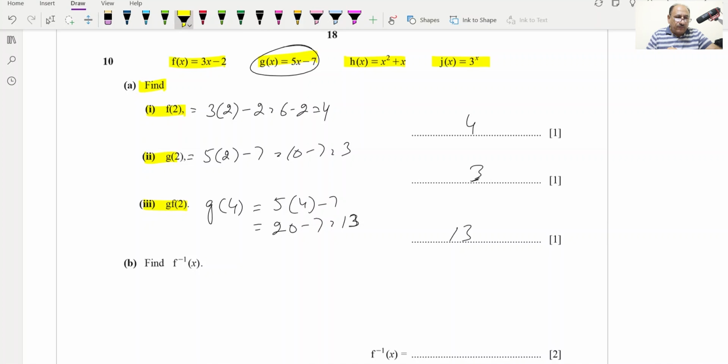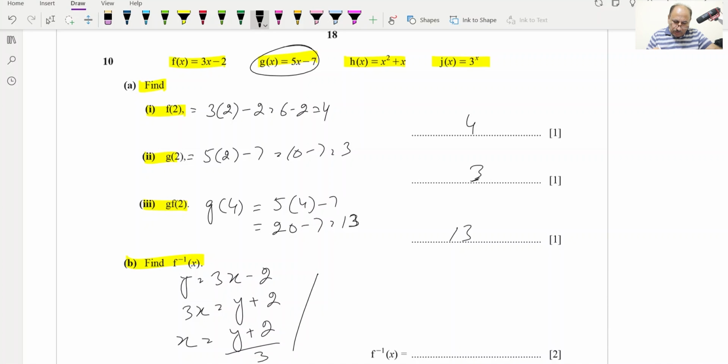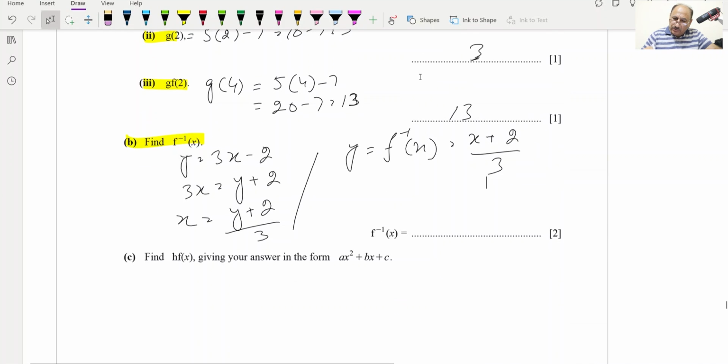Next part is find f inverse of x. So we can write y is equal to f of x, which is 3x minus 2. So we can make x a subject. So 3x will be equal to y plus 2. So x is equal to (y plus 2) over 3. Now we can swap x and y. So y, which is basically f inverse of x, will be equal to (x plus 2) over 3. This will be the final answer.